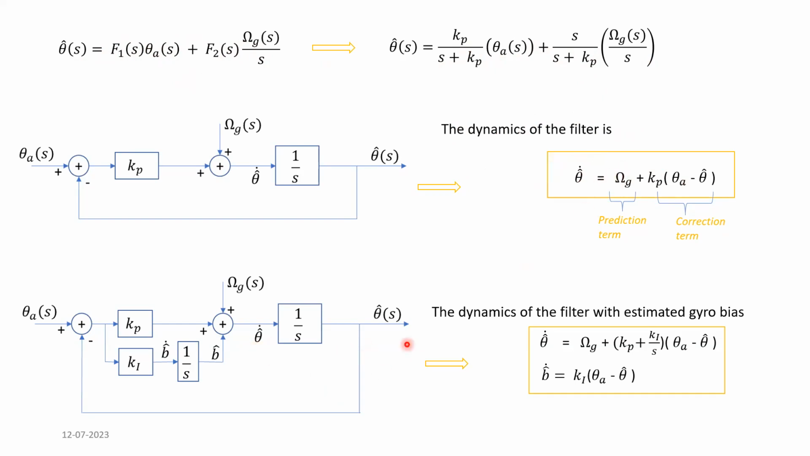And there is something called, we can also estimate the gyroscope bias in this form. There are some famous papers you can see. We can also estimate some bias by just adding a forward path for this. So we can estimate the bias of the gyro also.